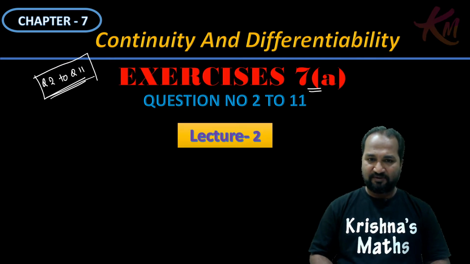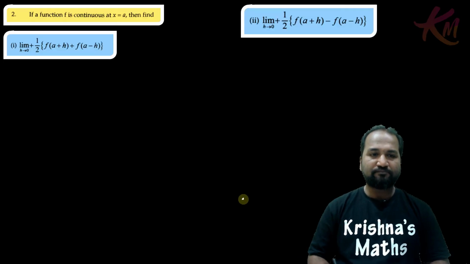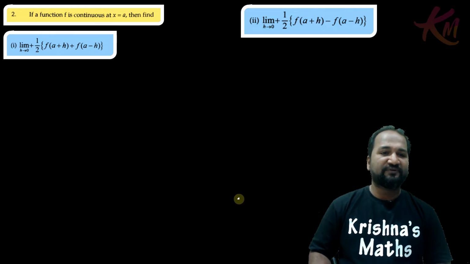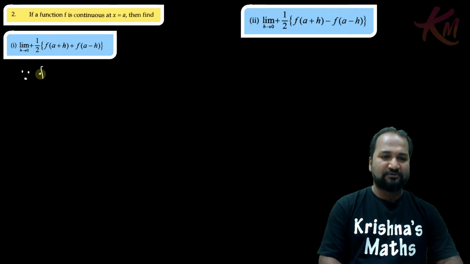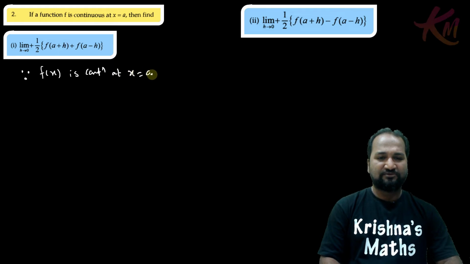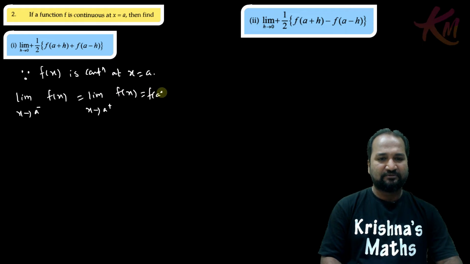Okay, so let's start with question number 2. If a function f is continuous at x equal to a, then since f of x is continuous at x equal to a, therefore limit x tends to a minus f of x will be equal to limit x tends to a plus f of x, which will be equal to f of a.